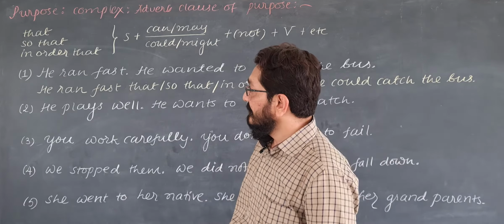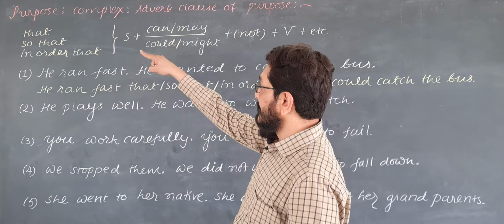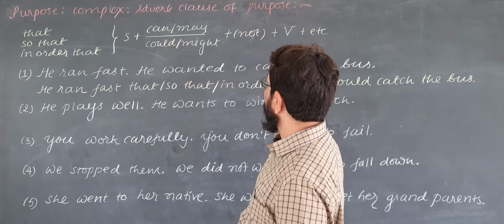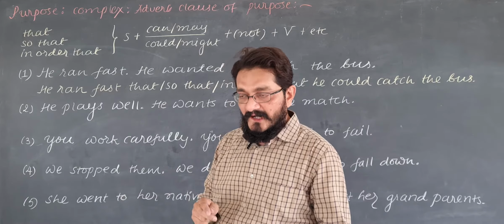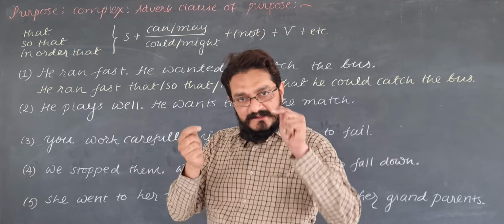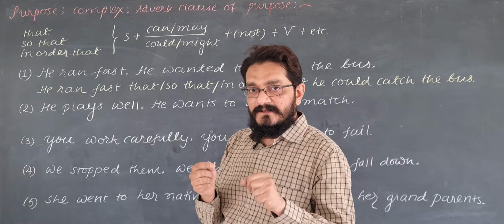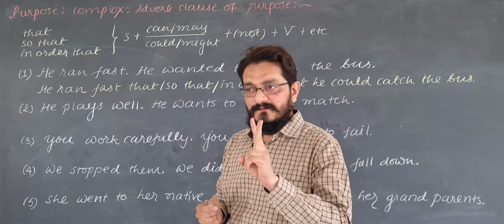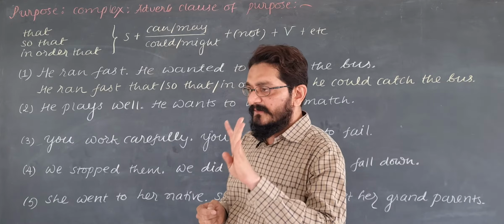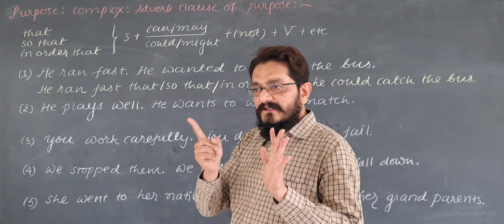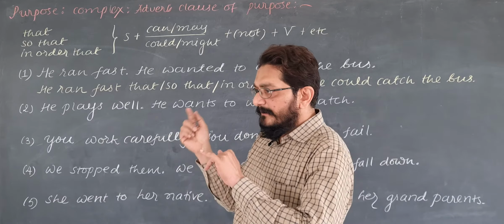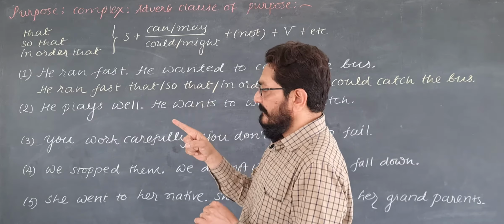Today we are going to deal with complex sentence, that is adverb clause of purpose. In the last lecture we learned how to join two simple sentences and make one simple sentence using to plus verb, in order to plus verb, for plus VING, with the aim of VING, with the purpose of VING, with a view to VING, and using these six methods we were making the sentences simple.